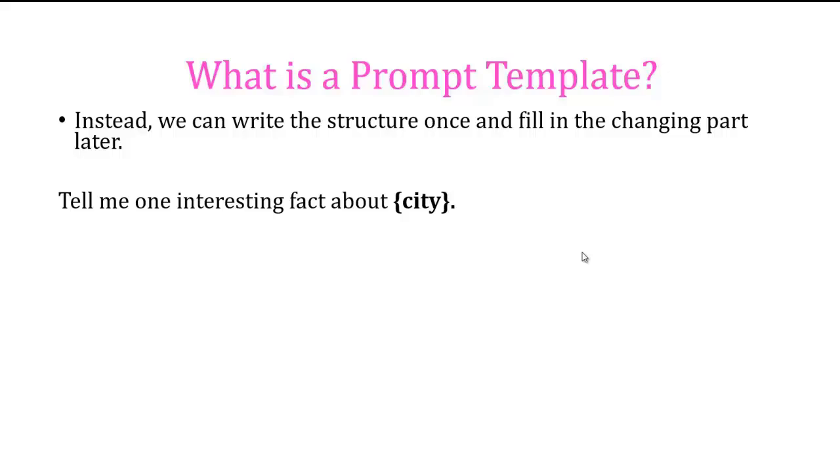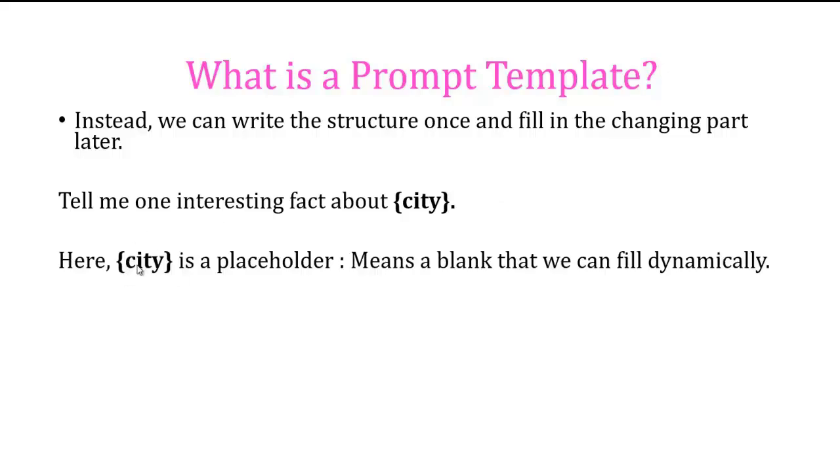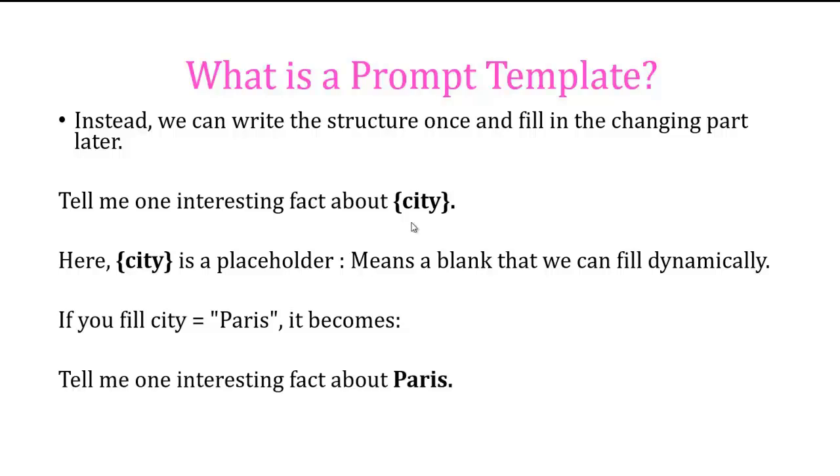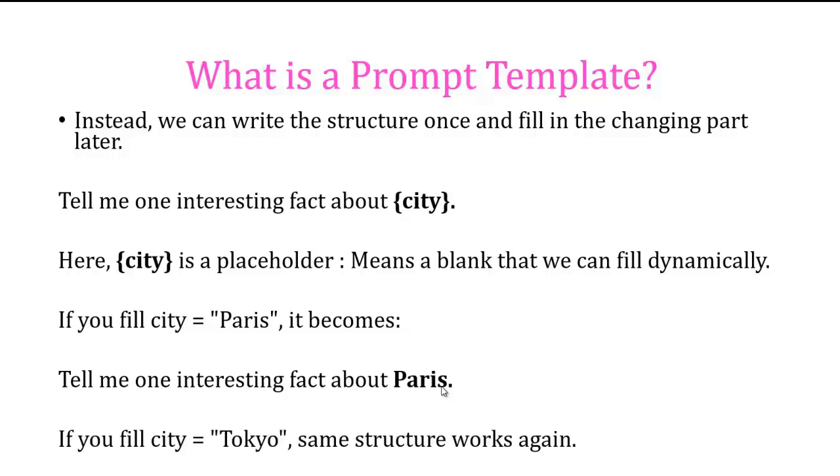Here you can see, tell me one interesting fact about {city}. This city is inside curly braces. Here, city inside curly braces is a placeholder, meaning a blank that we can fill dynamically. If you fill city with Paris, this prompt becomes: Tell me one interesting fact about Paris. If you fill city with Tokyo, the same structure works again and it becomes: tell me one interesting fact about Tokyo. This is the exact idea of a prompt template.